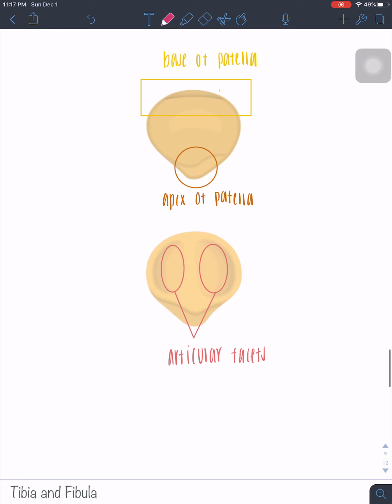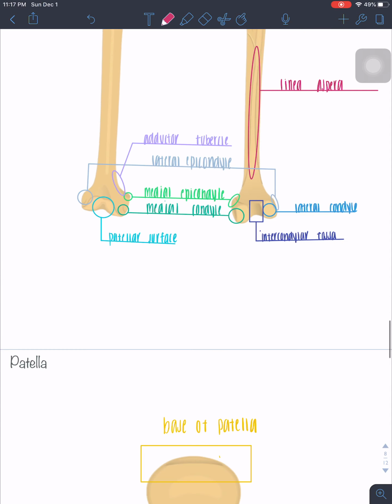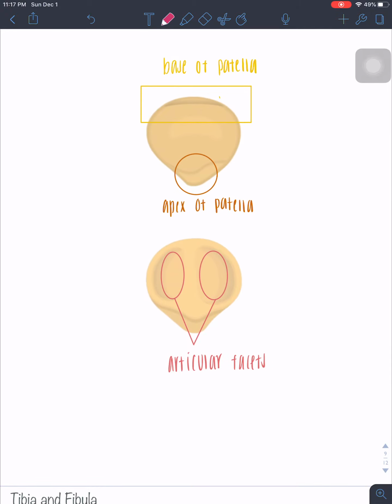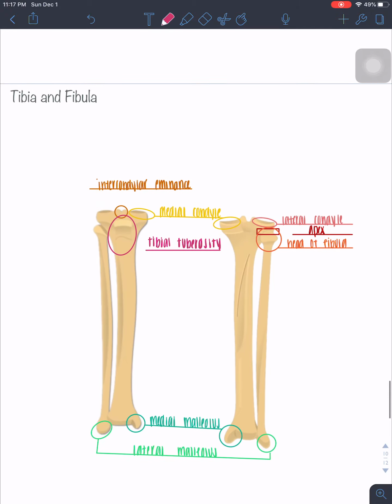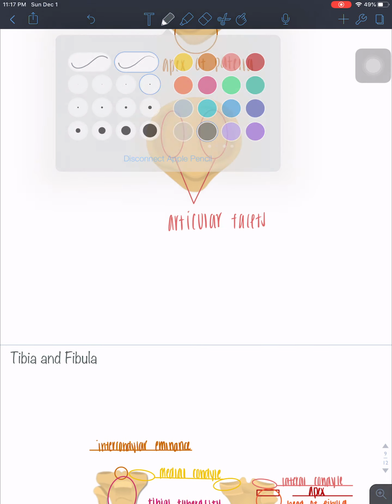After the apex of the patella are the articular facets. And articular because they articulate, there. And then facets because they kind of just remind me of that. Anyway, those are the articular facets.